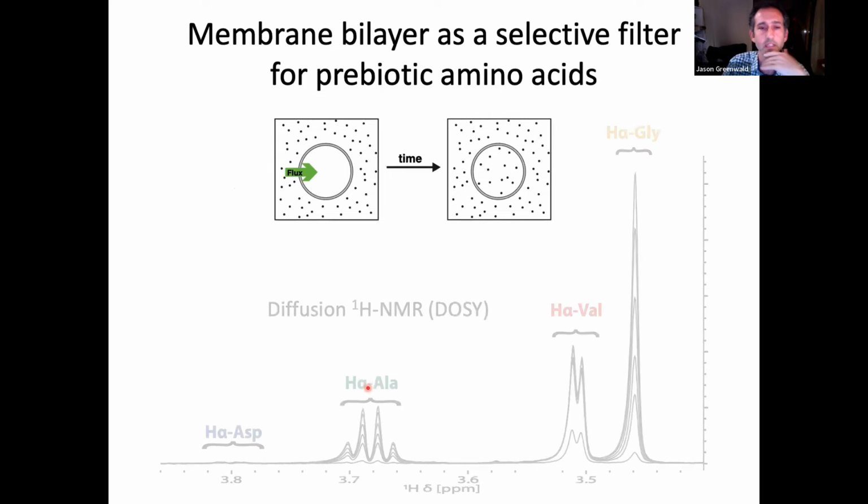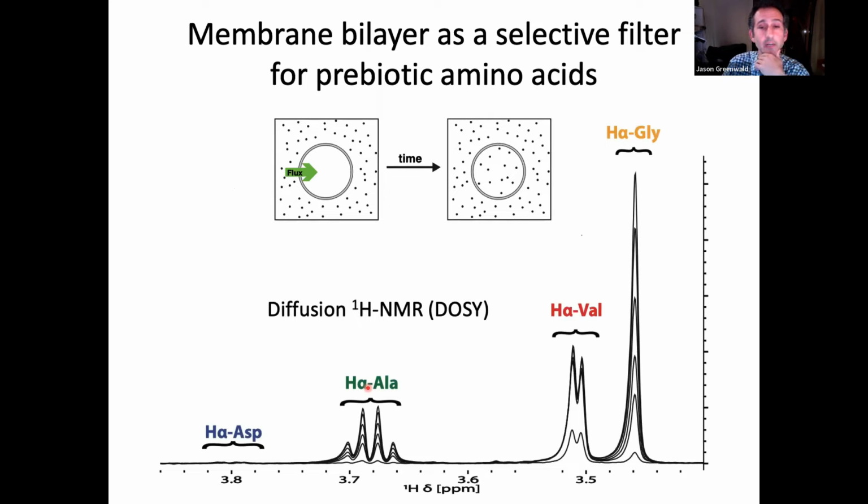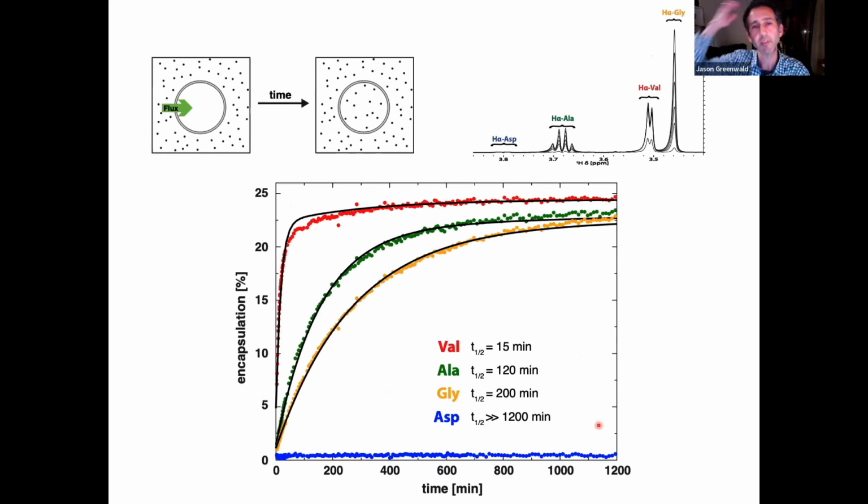What's the flux? So we developed a diffusion-based NMR assay, which allows us to measure just the concentration of the inside relative to the outside, and that's these proton signals of the different amino acids can be measured as a function of time. And with that, we can measure the permeability of valine being much more permeable than alanine or glycine, and aspartic acid being totally impermeable to oleic acid, in this case, oleic acid micelles, vesicles.